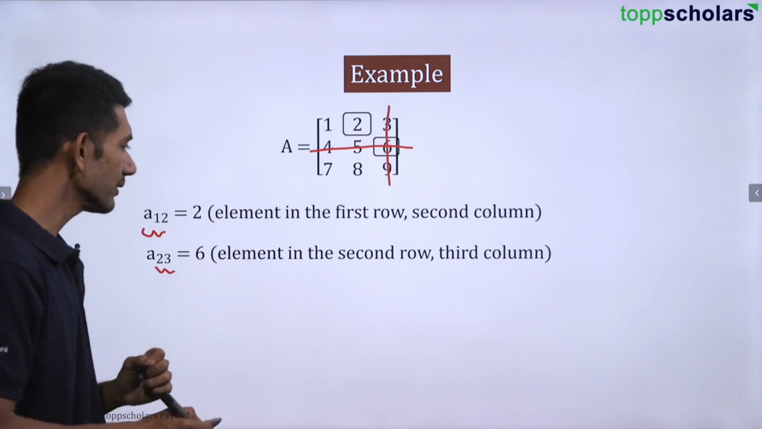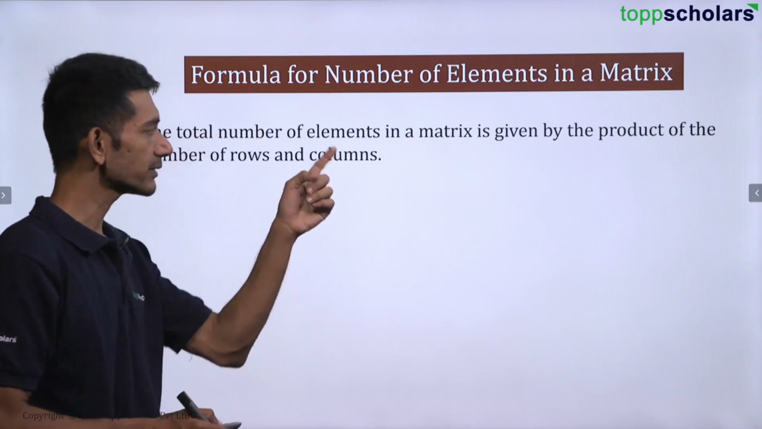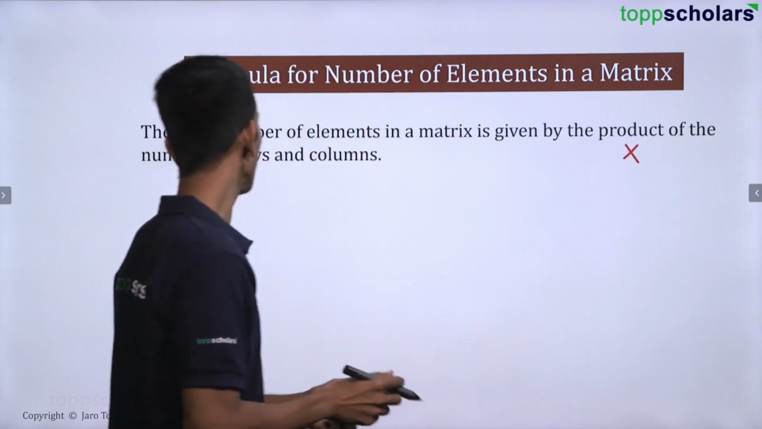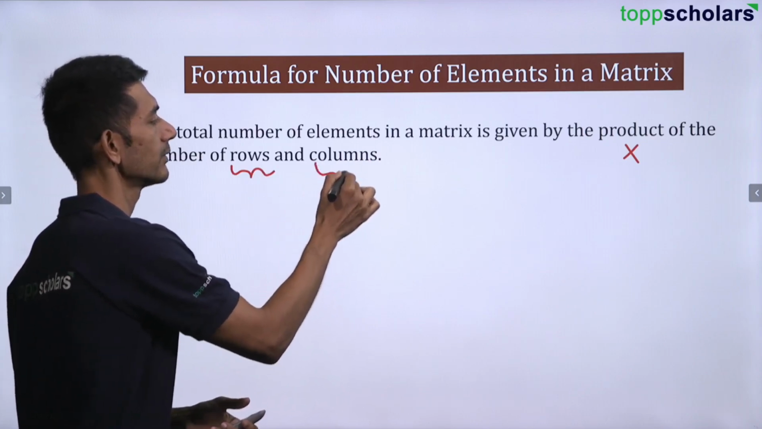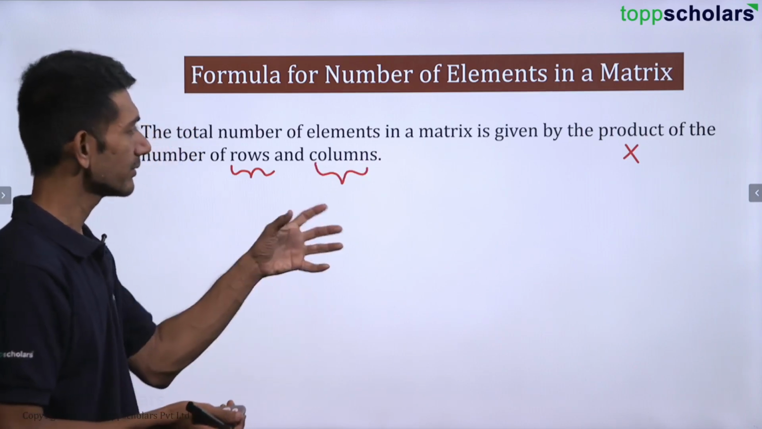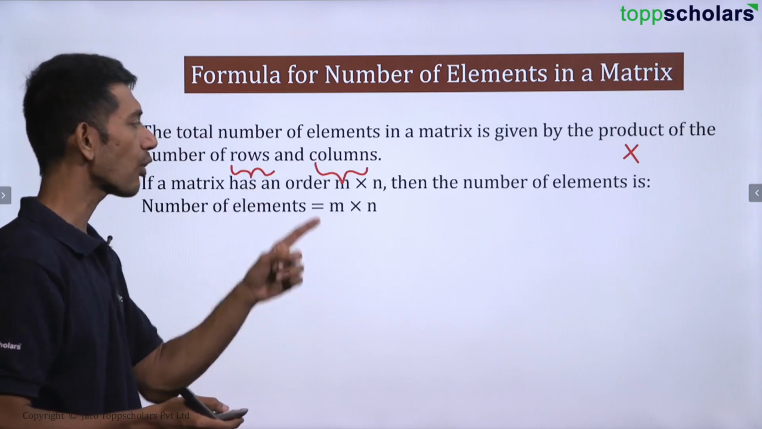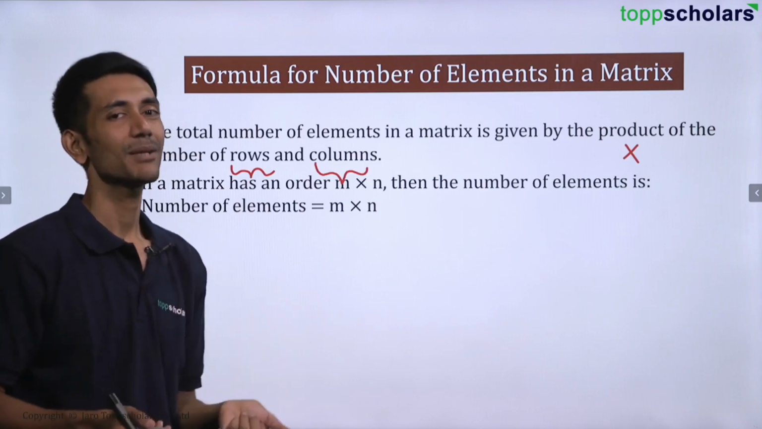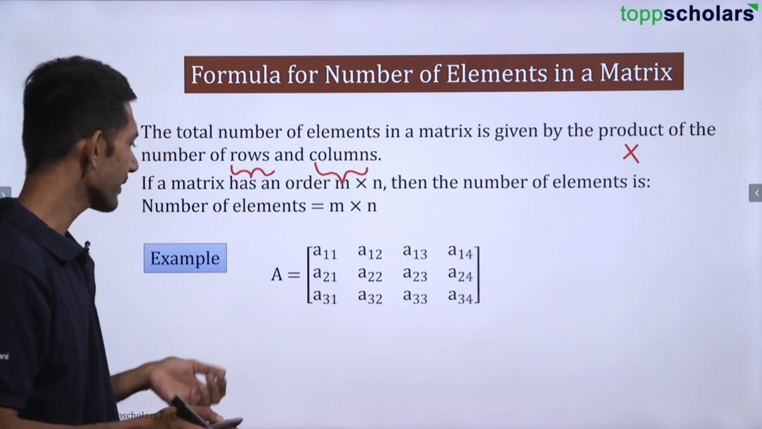Okay, let's continue further. The total number of elements, very interesting, see here, the total number of elements in a matrix is given by the product. Product means multiplication. Product of the number of rows and columns, right? So you just have to take the product of the number of rows and columns to get the number of elements. For example, if a matrix has an order m cross n, then the number of elements is m multiplied by n. You just have to multiply the number of elements in the row by the number of elements in the column, right? So here is an example.